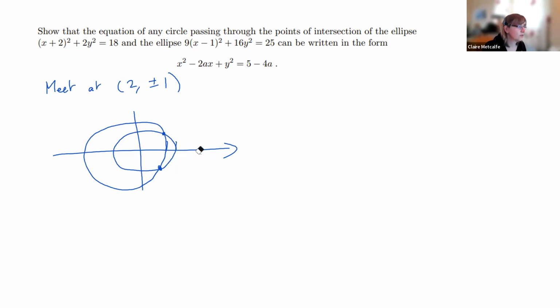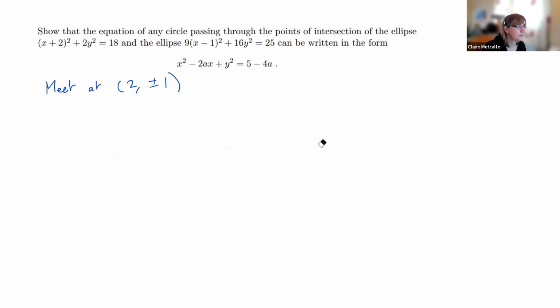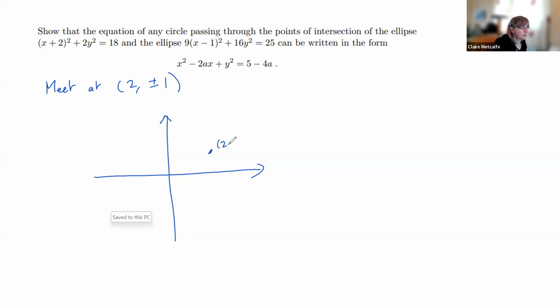It's now a case of just trying to find the equation of the circle. So let's get rid of my ellipses, and I'll draw a couple of axes. And we've got the points (2, 1) and (2, minus 1). So these are both points on the curve.